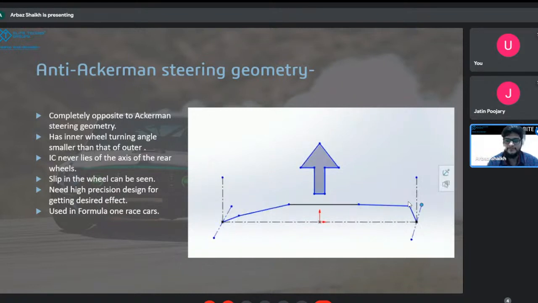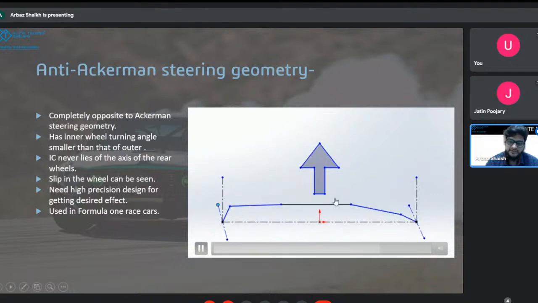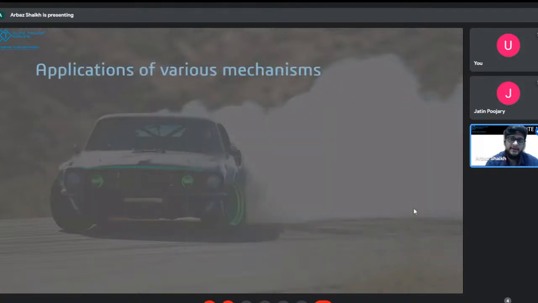And also, we had this video for anti-Ackerman geometry, where if you turn a wheel on one side, whichever is the outer wheel for that turn will have a higher degree of turning or higher angle of turn. Same thing happens on the other side. This one becomes the outer wheel, and here you can see the higher angle. And that was about the anti-Ackerman geometry.